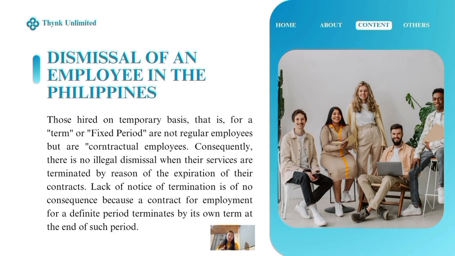So the explanation of this is employees hired for a specific period or term are called contractual employees, not regular ones. Their jobs end automatically when their contract period is over. This kind of ending is not considered illegal dismissal. The employer also doesn't need to give notice because the contract ends by itself.